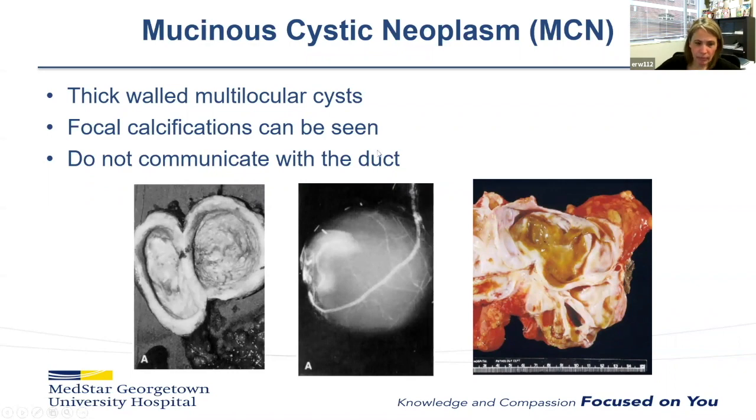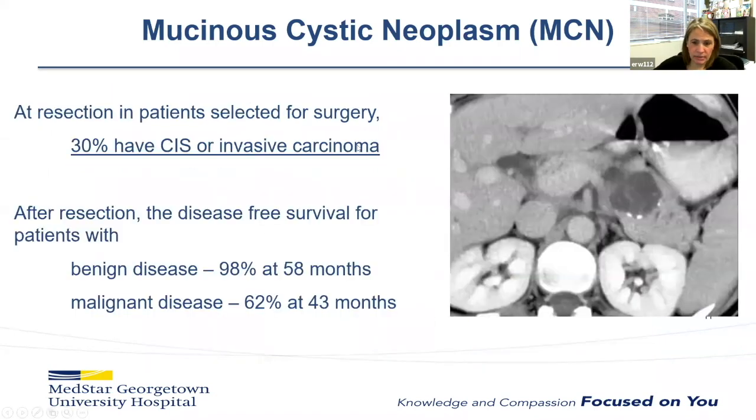But remember that imaging is not perfect, and that communication suggested by ERCP or MRCP or EUS is not definitive. And so I think that doesn't really rule out the presence of an MCN. An MCN in patients selected for surgery. Okay, so this is being challenged currently because of really the uncertainty about making the preoperative diagnosis of an MCN.